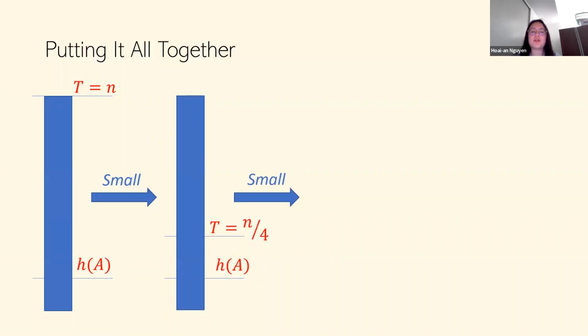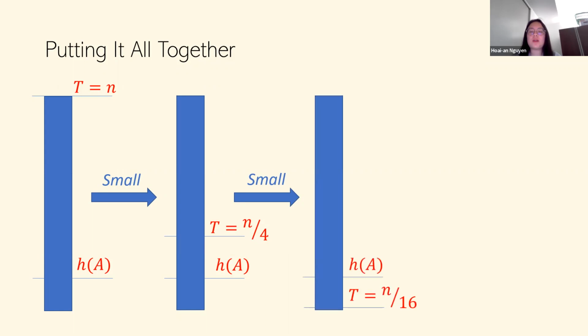Again, the weak estimator is going to output small. And so we run it once more with t equal to n over 16. However, at this point, t is a lower bound on h, and so the weak estimator is now going to output large. So now we have a lower bound, n over 16, and we can pass this lower bound into the strong estimator, which is going to give us our final approximation.